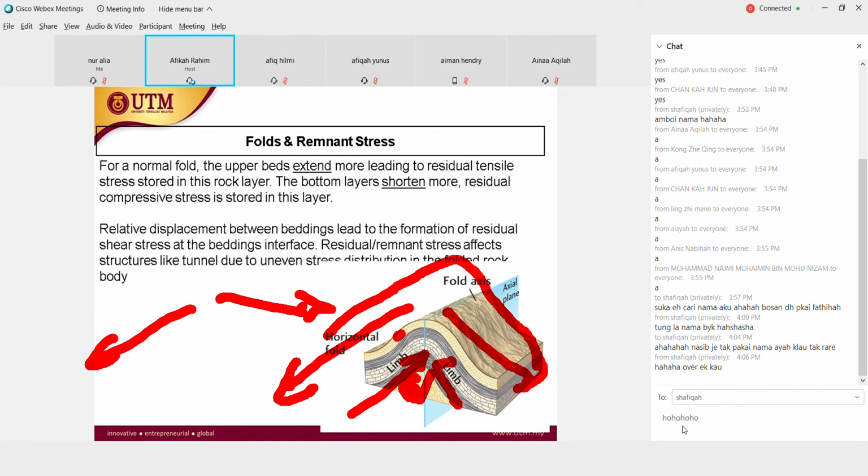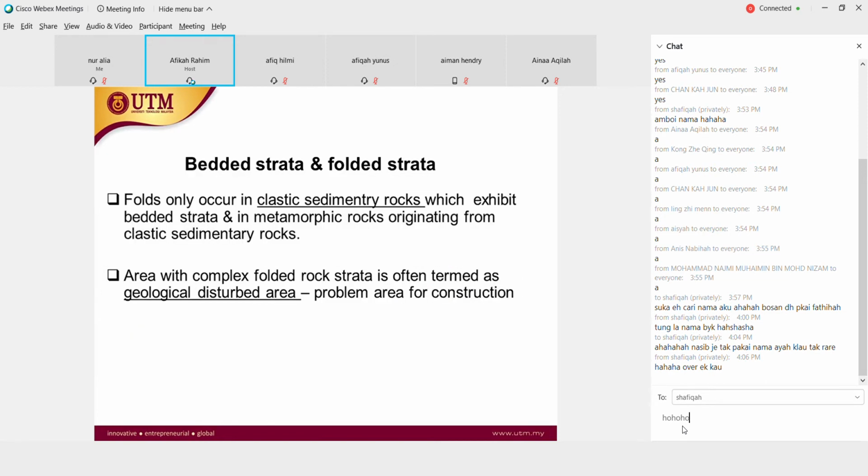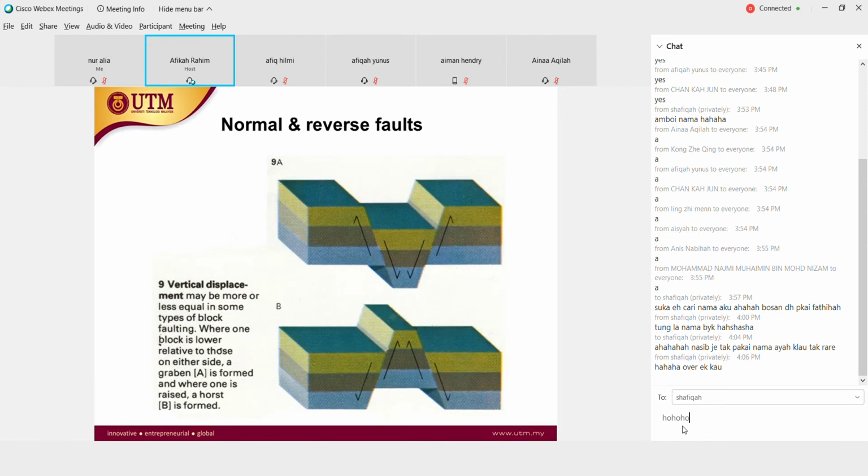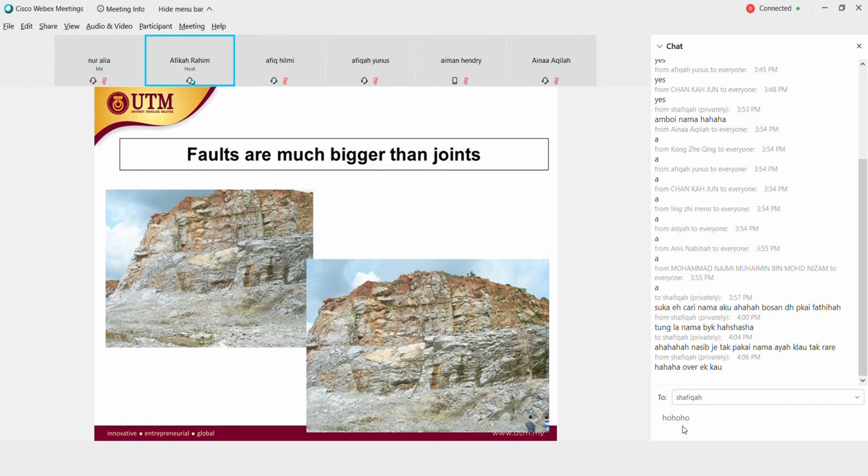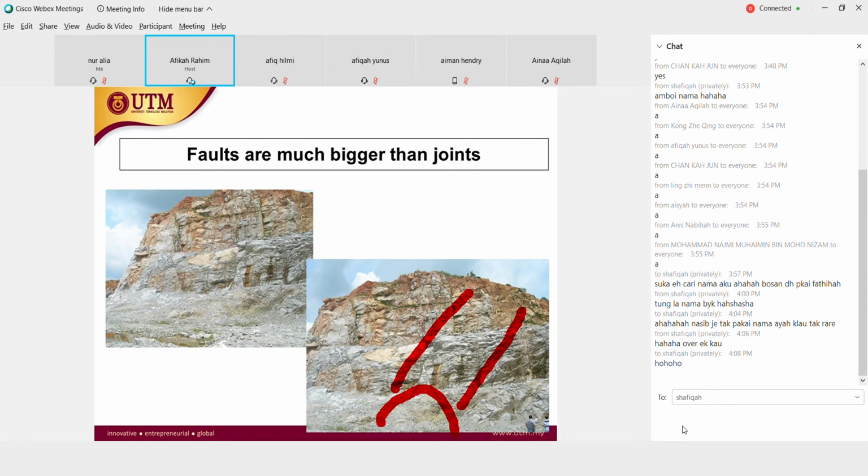Relative displacement between beddings leads to formation of residual shear stress at the bedding interface. Residual or remnant stress affects structures like tunnels due to uneven stress distribution in the folded rock body. For example, if you want to build a tunnel down here, you need to cross this whole rock mass. You have to figure out where the stress direction is and how we are going to dig in. If we want to make a 10 to 50 kilometer tunnel, how are we going to drive that? We need to know the direction of stress to avoid any collapse.